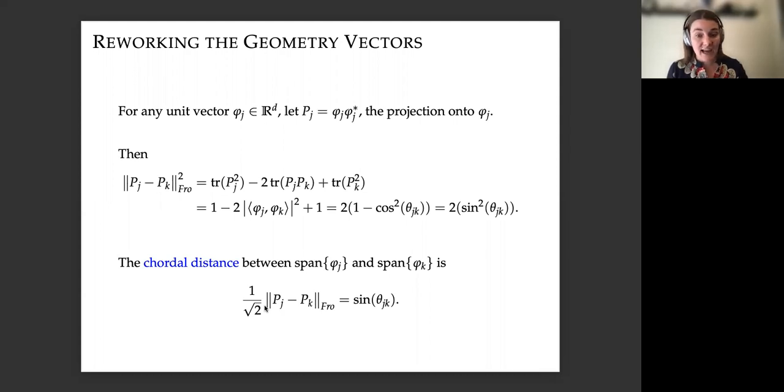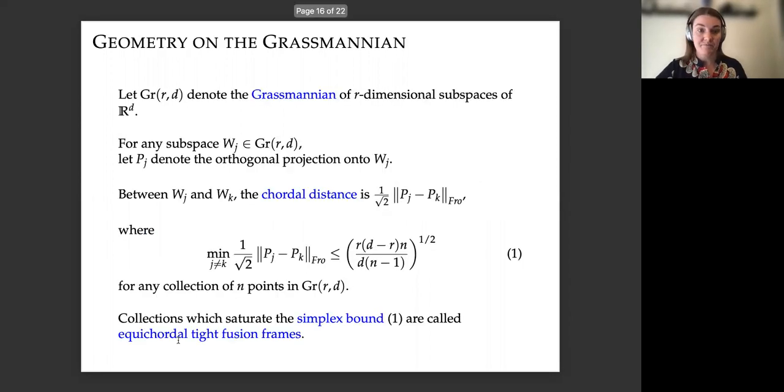If you work everything out, what pops out at the end is that this amount is equal to 2 times the square of the sine of the non-obtuse angle between the lines spanned by these vectors. This ends up giving us a way of defining distances between the lines spanned by these vectors, called the chordal distance. Since we have a square here and get a 2, we want to get rid of it. So it's just the sine of that non-obtuse angle, which we can write as 1 over the square root of 2 times the Frobenius norm of the difference of these two projections.